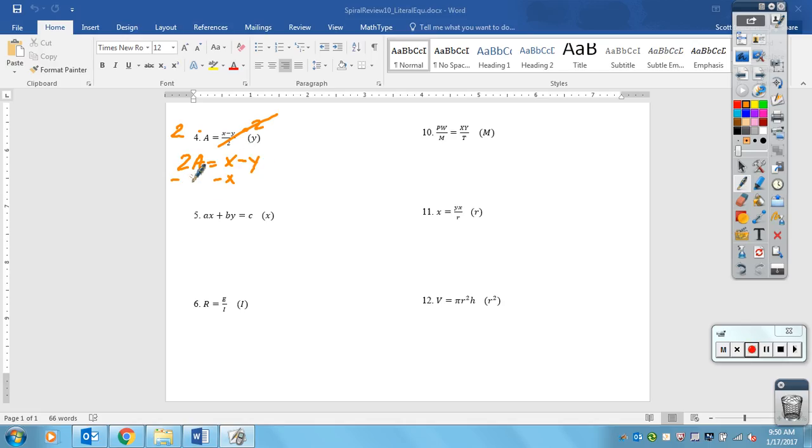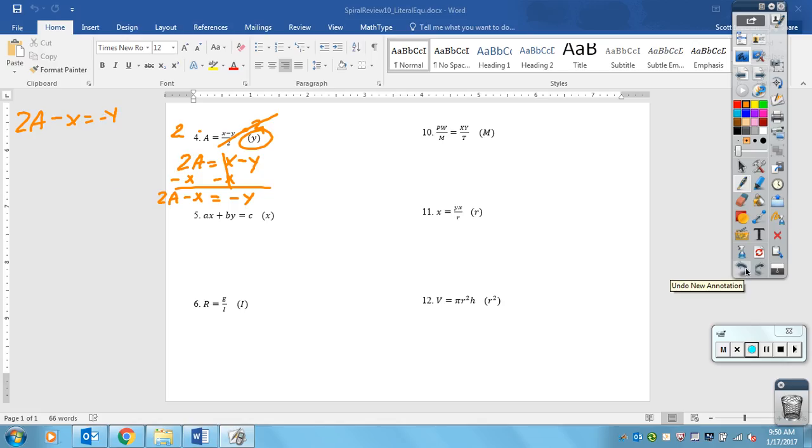Again, subtract x, because the x is actually positive, so y is negative. Negative y equals 2a minus x. We're still not done. It's to solve for y, not negative y. Huge mistake if students think that this is their answer, or they just don't even write the negative part. They just assume it's positive.